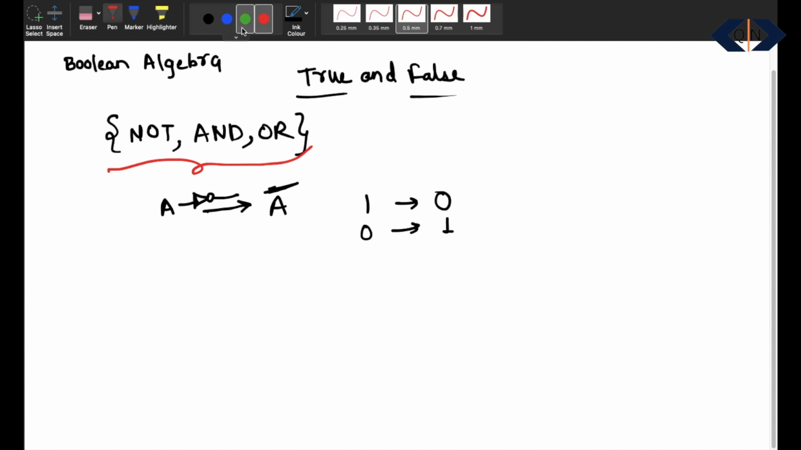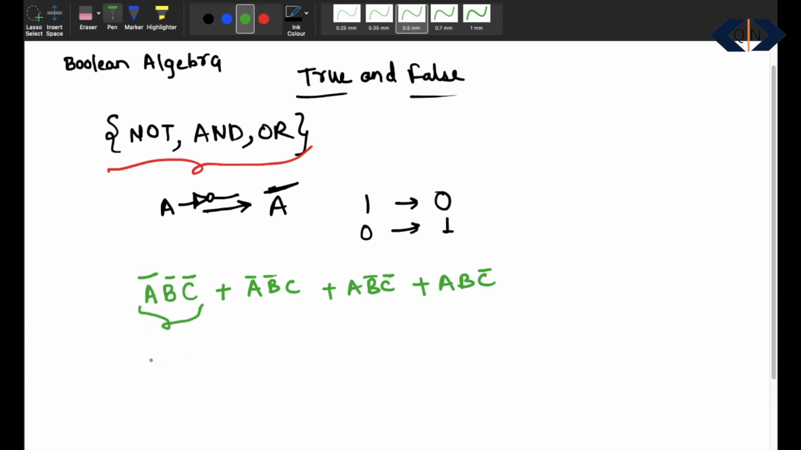So suppose this is an initial Boolean expression with variables A, B, C. It has three inputs, A, B and C. Suppose the condition is A bar B bar C bar plus A bar B bar C plus A B bar C bar plus A B C. As earlier told, this is the AND operation, right? And the plus is the OR operation, right?